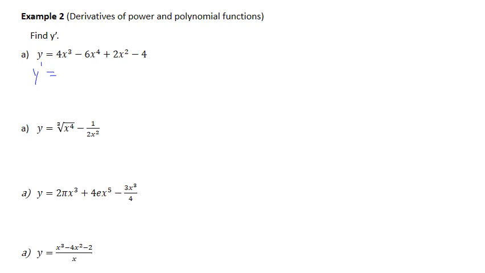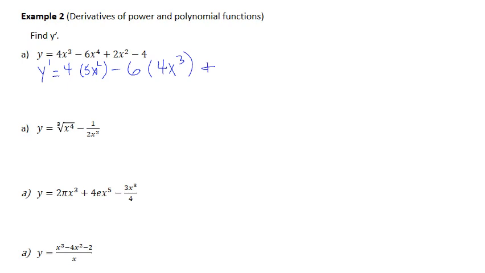The 4 is a coefficient, so I'm just considering the term 4x cubed because I know each time I see an addition or subtraction, I can just treat them as separate problems. So the 4 is a coefficient. The 4 is going to come along. Then I need the derivative of x cubed. The derivative of x cubed is 3x squared. Then I have minus. The 6 is going to come along. The derivative of x to the 4th is 4x cubed.